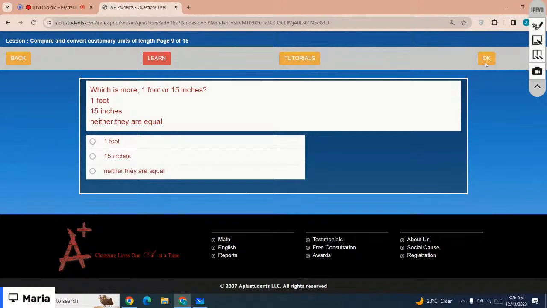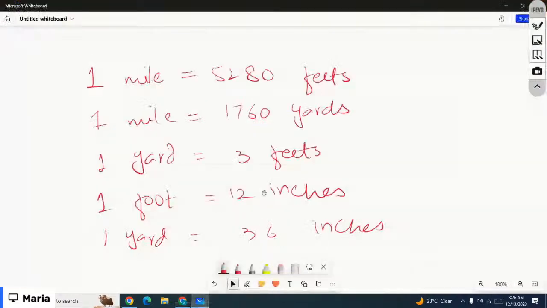Okay, the next one is which is more, 1 foot or 15 inches? Which is the correct option? 1 foot or 15 inches? 1 foot equals 12 inches. So which is more? Obviously 15 inches is more than 1 foot.